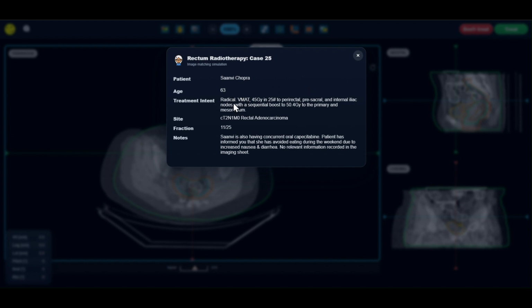Okay, so firstly, we have radical treatment, and that means that the intent is to treat the disease definitively, with the aim of long-term control or cure. Rather than relieving the symptoms, we are aiming to deliver the radiotherapy to treat the cancer. So that means that accuracy is especially important in this case because we want to deliver the prescribed dose to the target while also protecting surrounding healthy tissues.